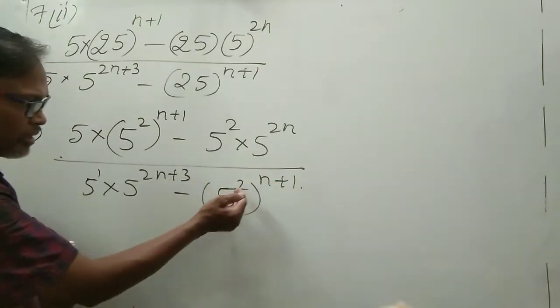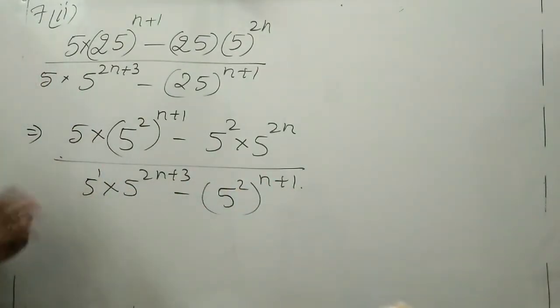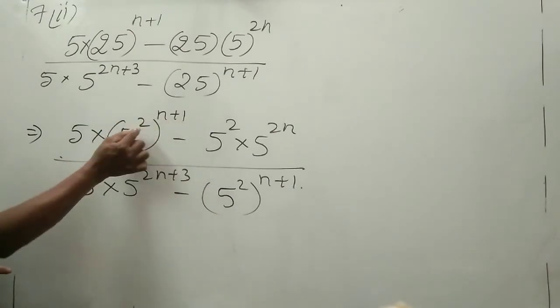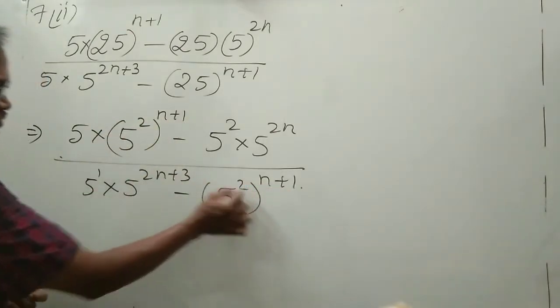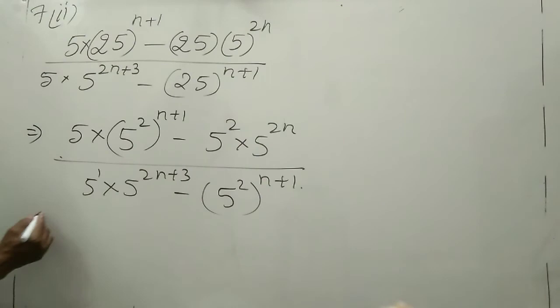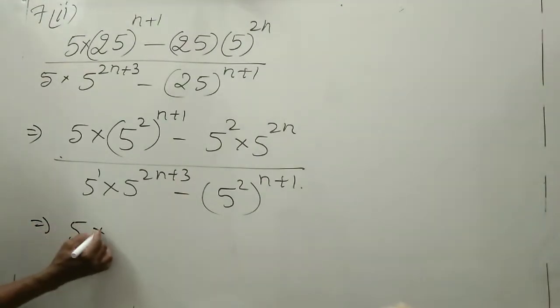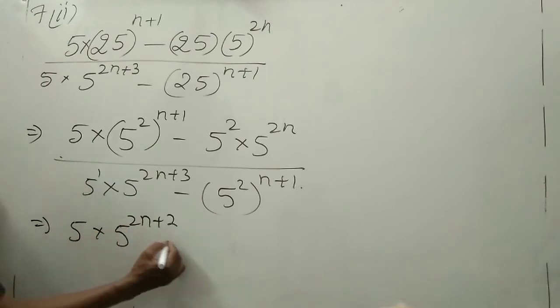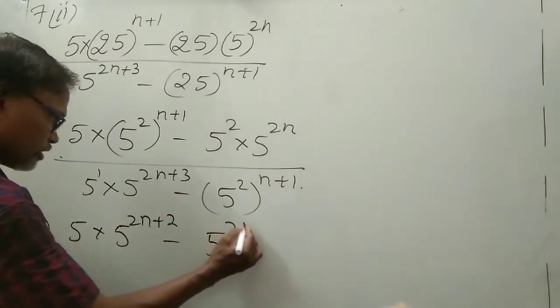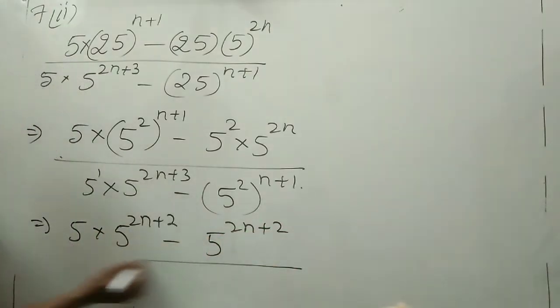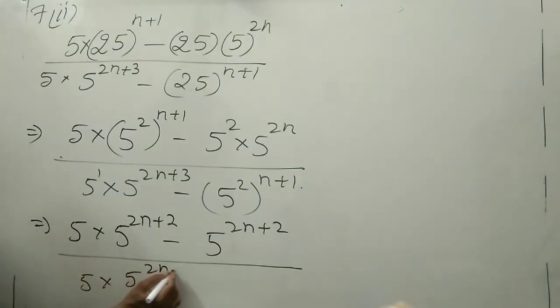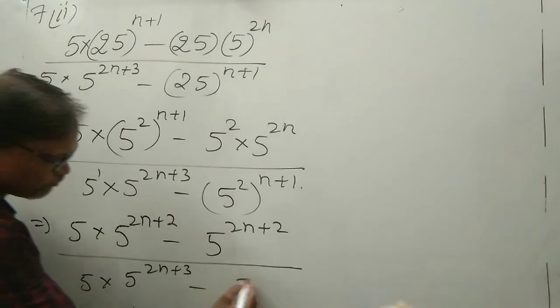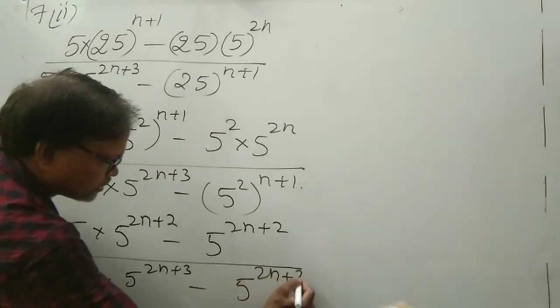Then multiply this power into the power which is written inside the bracket. N plus 1 into 2, here also n plus 1 into 2. So what you will get, that is 5 into 5 to the power 2n plus 2 minus 5 to the power 2n plus 2, divided by 5 into 5 to the power 2n plus 3 minus 5 to the power 2n plus 2.